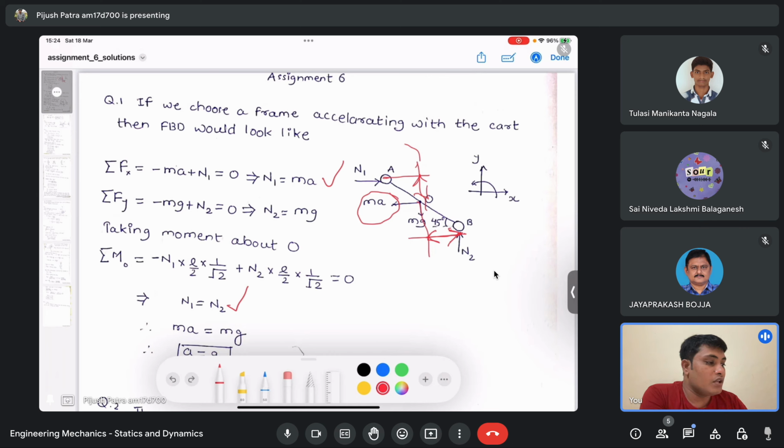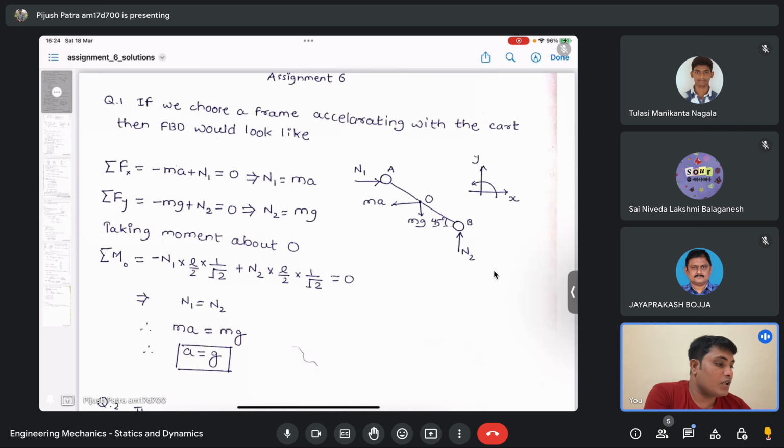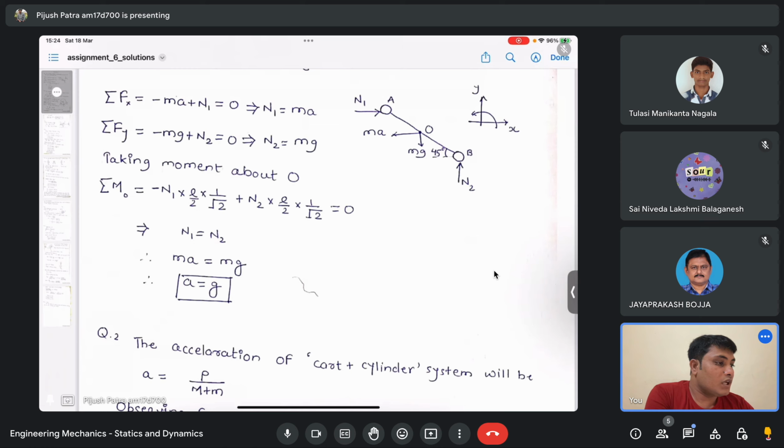So if N1 equals N2, then M into A should be M into G, that is A is equal to G. That means what it gives is that if the entire frame accelerates with the same acceleration as the acceleration due to gravity, the rod will not move. That's what it says in this problem.